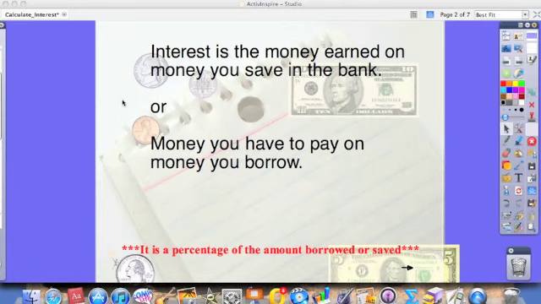Another way you use interest is if you borrow money. Say I borrow money from the bank, they're going to charge me a certain percent for me to use their money. So we have to pay interest on money we borrow. Pause the movie now and copy these two sentences into your notes on interest.